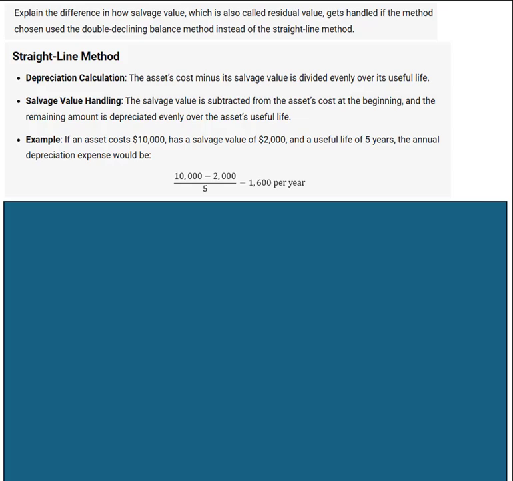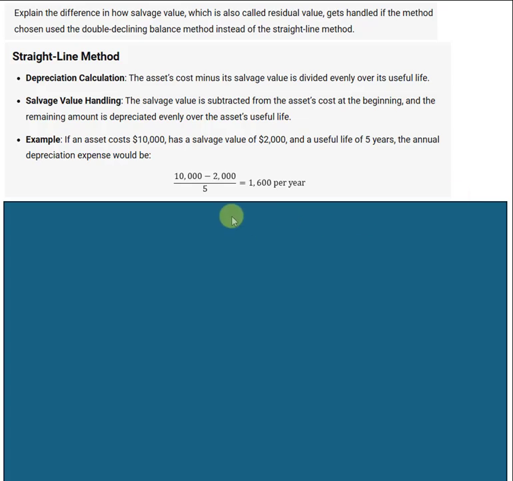So the depreciation calculation would be the asset's cost minus its salvage value, and we would divide that evenly over its useful life. And the salvage value is subtracted from the asset's cost at the beginning. The remaining amount is depreciated evenly.